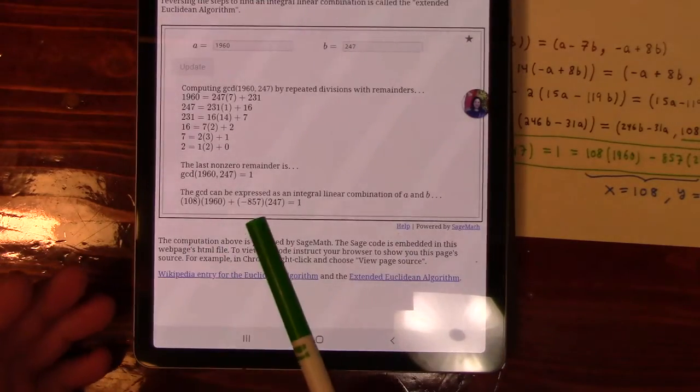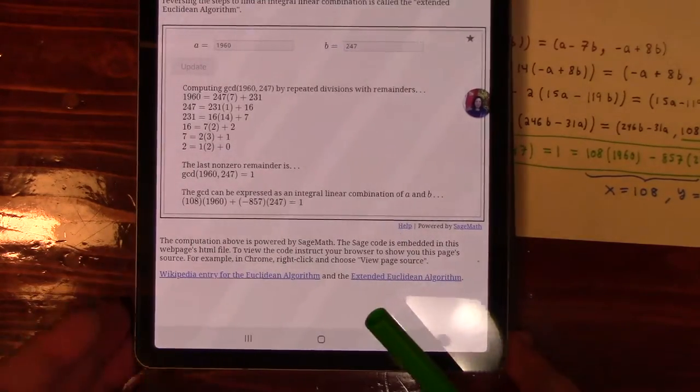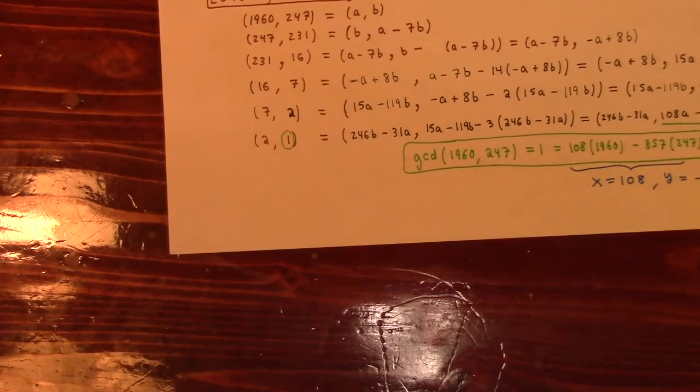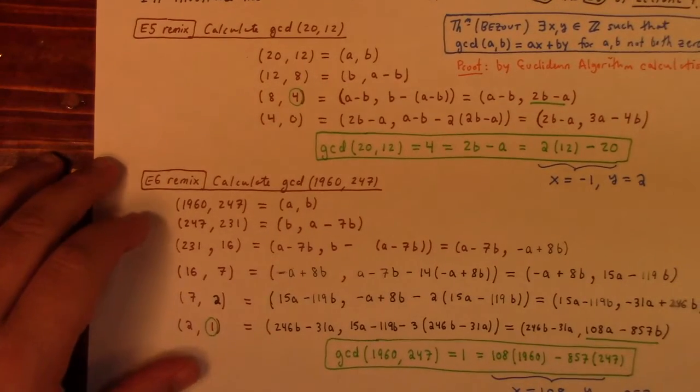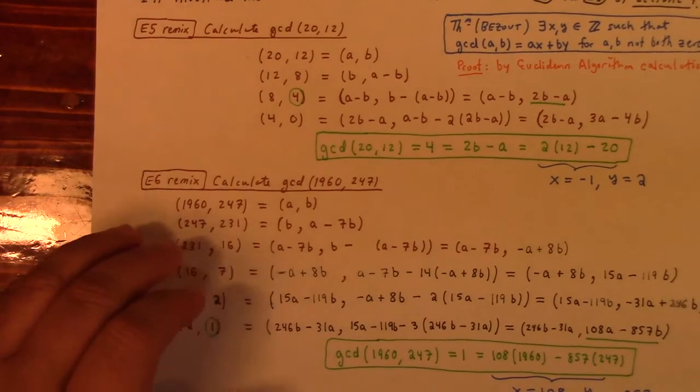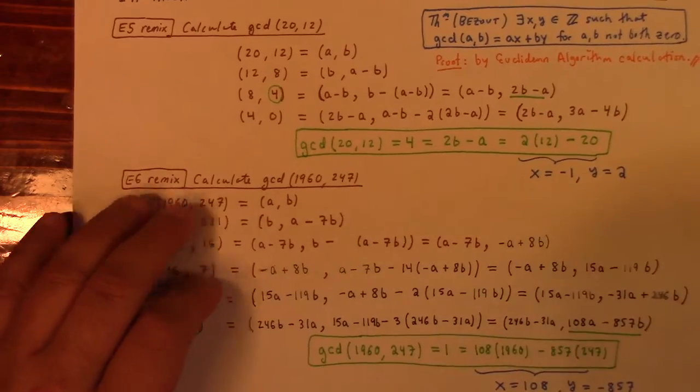You should be aware that these kinds of things are not unique, so it's plausible you could do it a different way, but I think if you follow the Euclidean algorithm, you'll get the same combination my brother has on the website, so that's useful. Okay, let's look at some more examples.